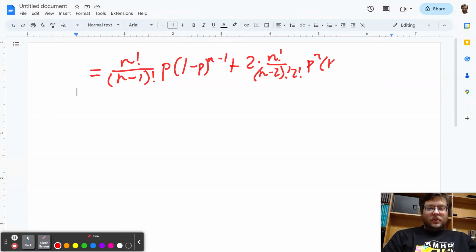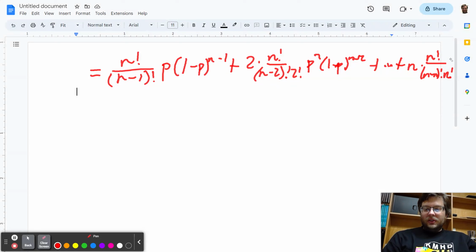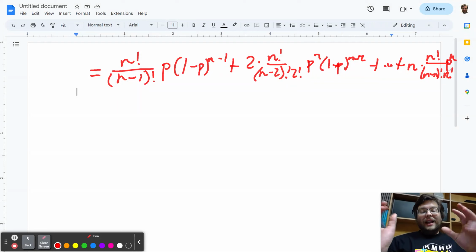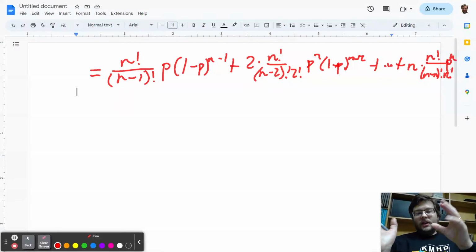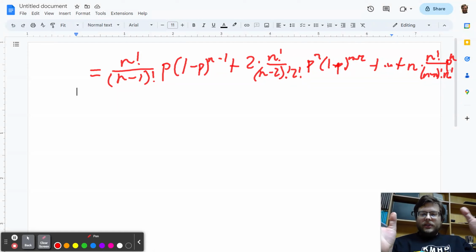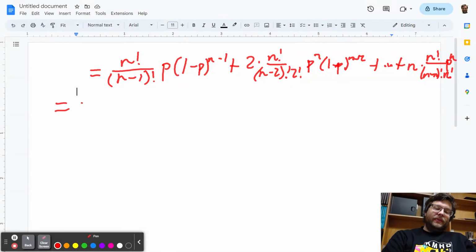P squared (1 minus p) to the n minus 2, all the way up to n times n choose n minus n factorial, p to the n. So every term now, you can see how they all have a p in common, and you can see that they all have an n in common. So I can factor those out, n and p. And then let's write out what's left over.